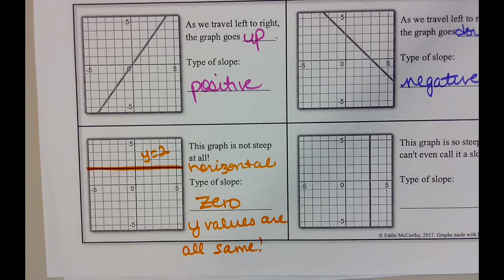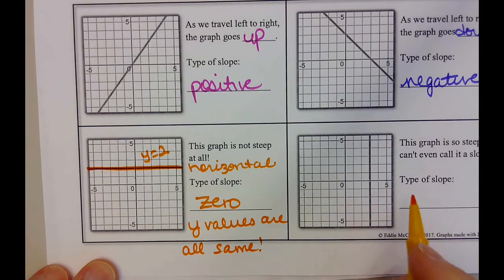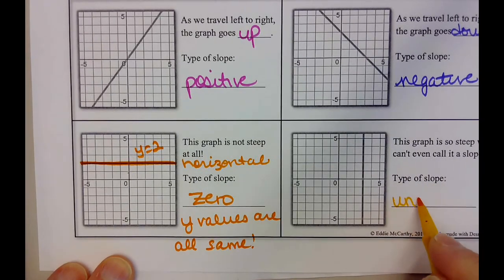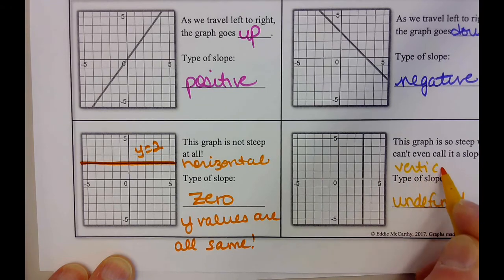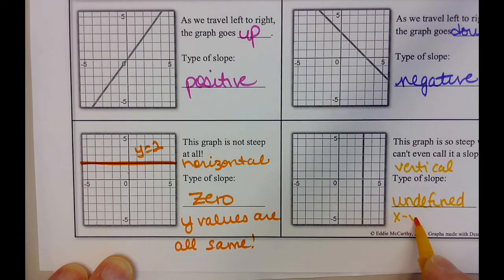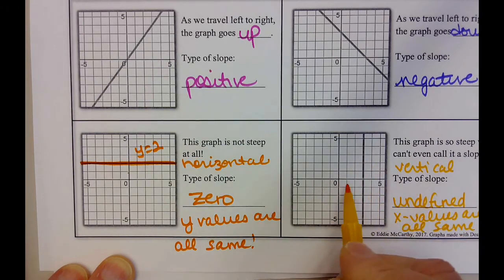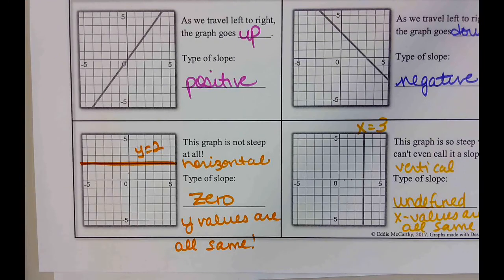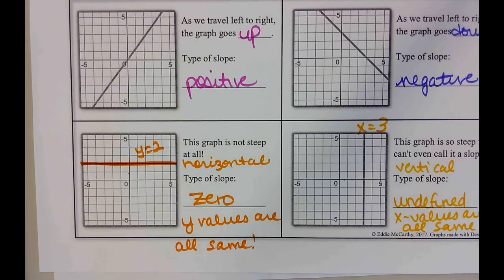And then the last one is the graph is so steep we can't call it a slope. If you do that on a ski hill, you're not going to do very well. This is undefined. This is a vertical line. X values are the same. And this is actually a graph of x equals 3. Anytime it's a vertical line, it's going to be x equals, horizontal line is y equals. And that slope, see you later.